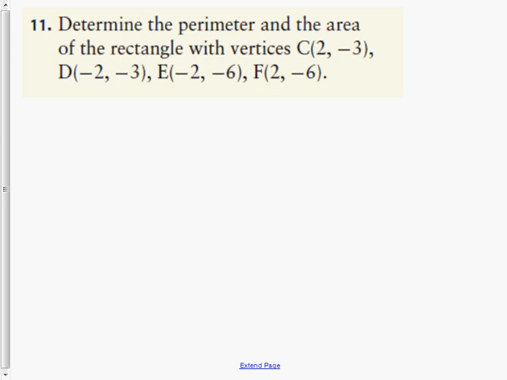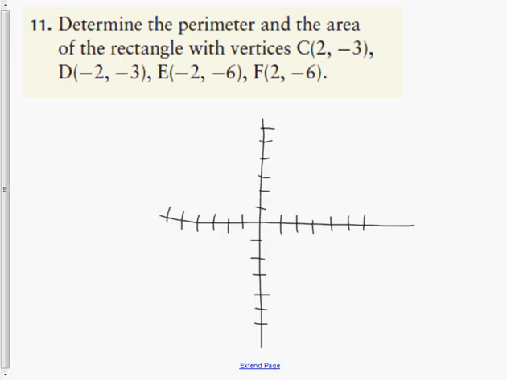Question 11. Determine the perimeter and area of a rectangle with the vertices. So the first thing I'm going to do is draw my coordinate plane, my Cartesian plane. Okay, so now we have our Cartesian plane. I'm going to draw C at 2, -3. That's C. I'm going to go D at -2, -3, which is right here. This is D. E is at -2, -6, which is right here, E. And 2, -6, which is right here.